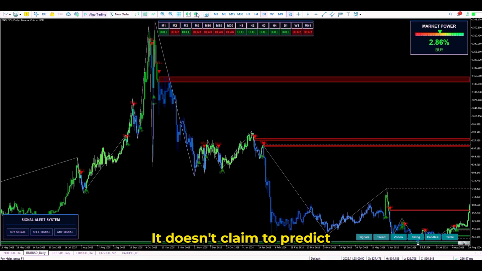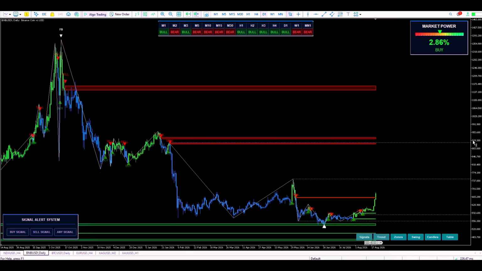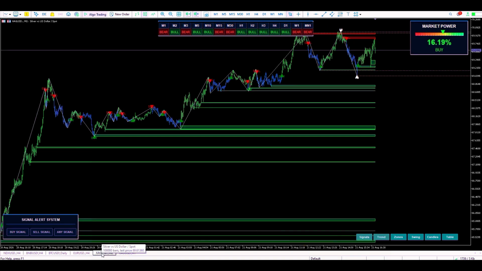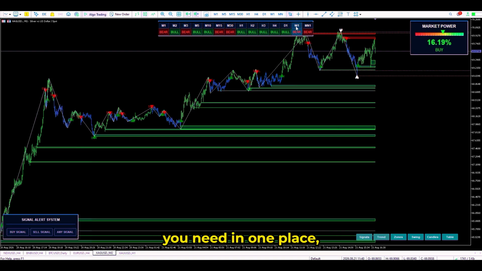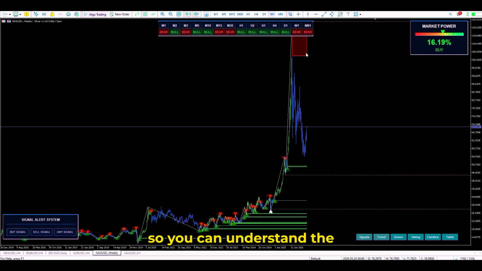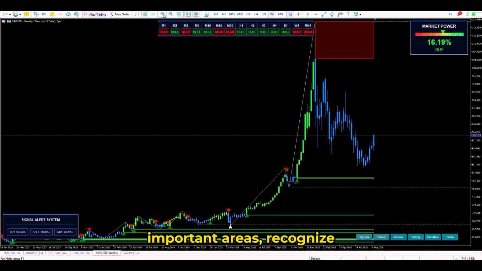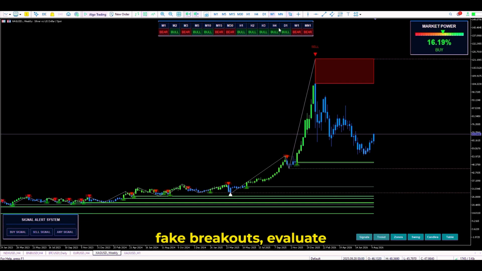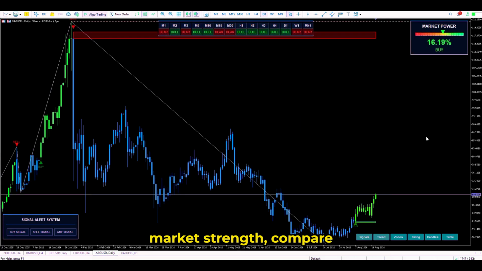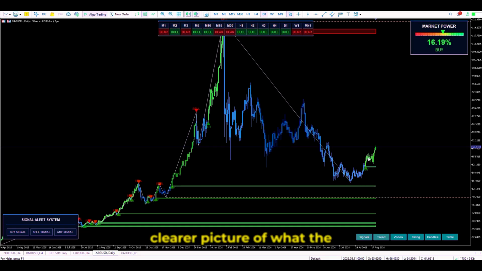It doesn't claim to predict the future. It doesn't trade for you. And it doesn't replace your own analysis. It gives you the information you need in one place, so you can understand the structure faster, identify important areas, recognize fake breakouts, evaluate market strength, compare multiple timeframes, and make your trading decisions with a clearer picture of what the market is actually doing.